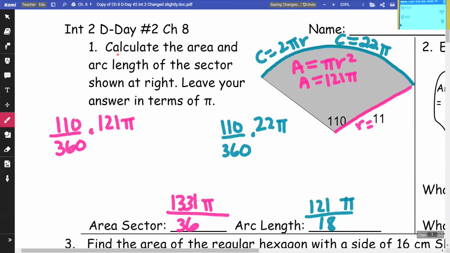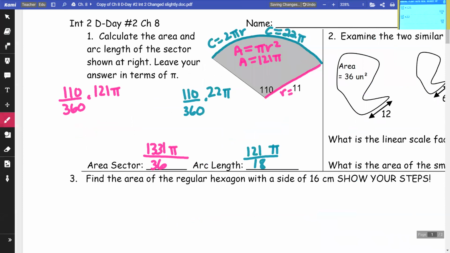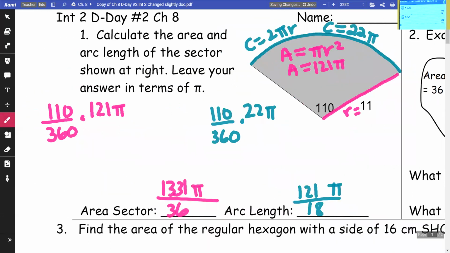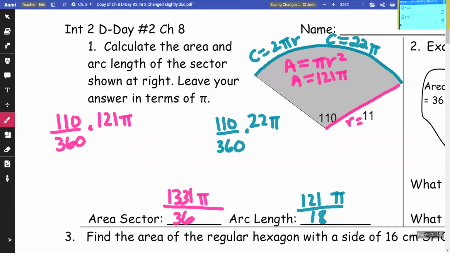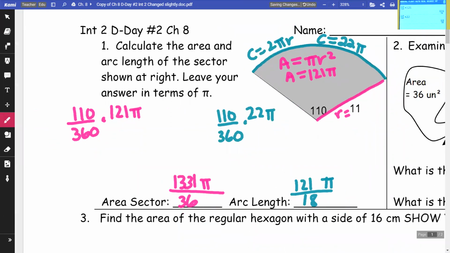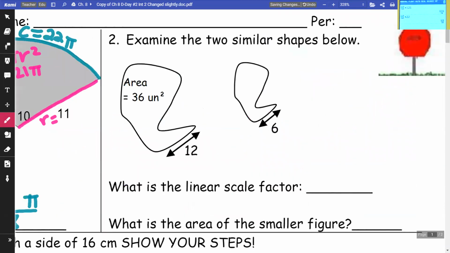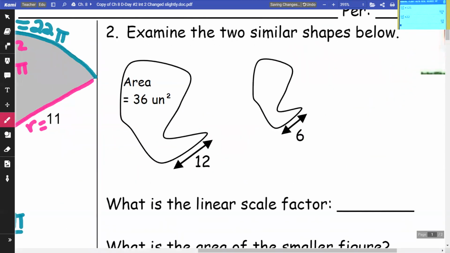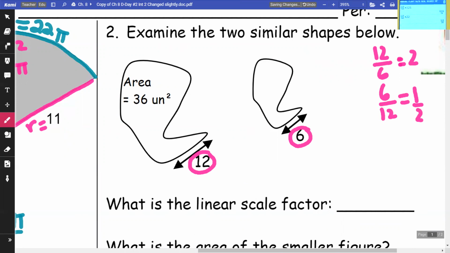Okay, on number 2, and let me just say, they didn't give us any units here. So my area would be square units and my arc length would be just regular units. Okay, on number 2. So I'm looking at this side here, which is 12, and this side here, that's 6. So you can think of 12 over 6, which is 2, or 6 over 12, which is 1/2. Again, I'm still taking the sides that are corresponding, and I'm setting a ratio.